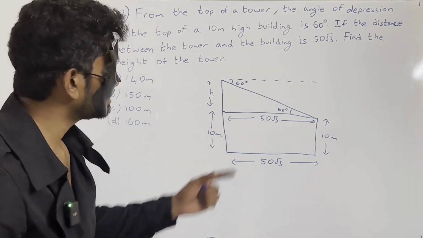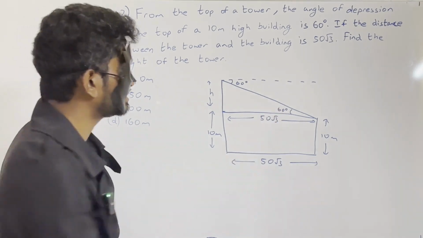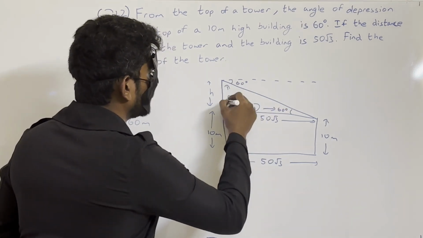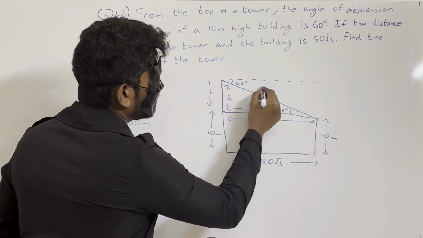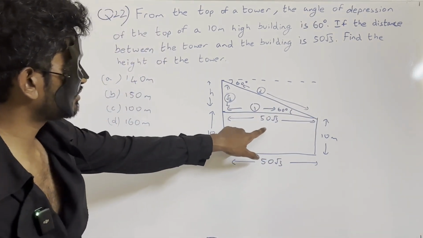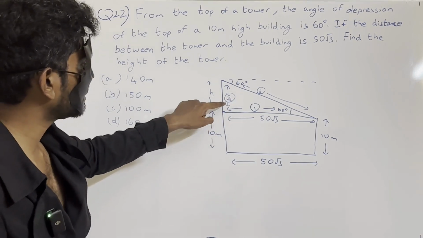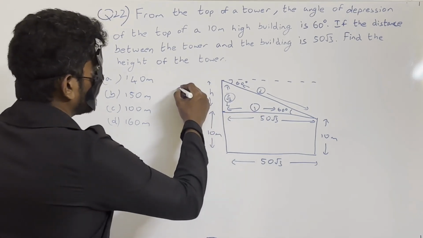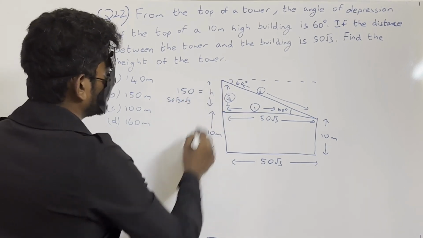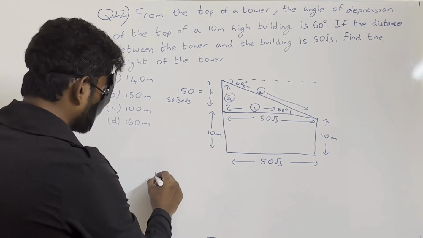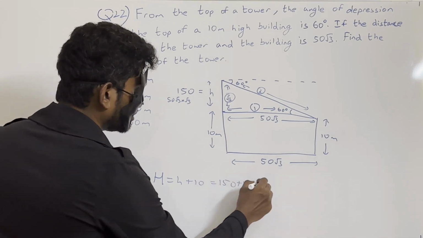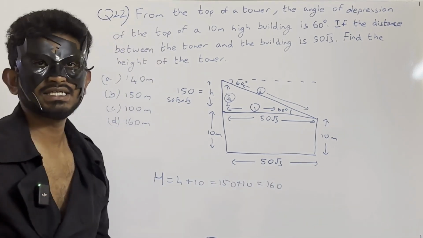So now we already know that if an angle is given to be 60 degrees, then this ratio will be 1, this height will be root 3, and this hypotenuse will be 2. One ratio is given to be 50 root 3. So if you want to find the value of root 3, 50 root 3 into root 3 is nothing but 150. So h is 150. So the overall height, capital H, is h plus this 10, which is 150 plus 10 is equal to 160. So option D is right.